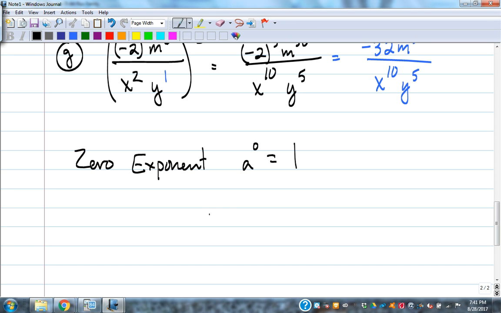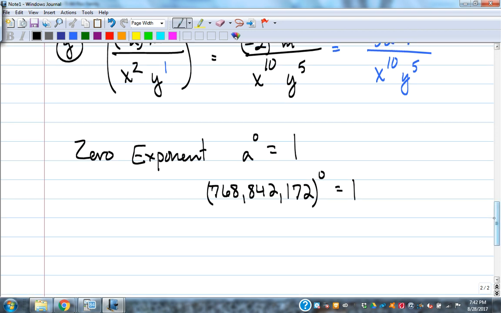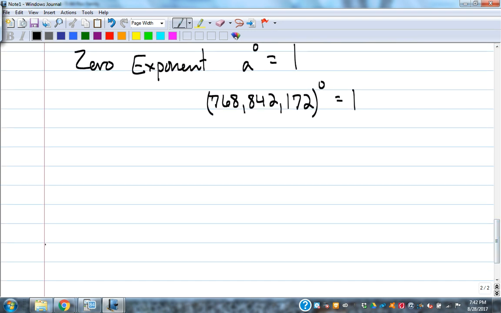How much was the Powerball last week? 760 something million. Yeah, it was like 768 million. 842,172 dollars, maybe that's what it was. But you put it to the 0 power, it's still 1. Yeah, I didn't need it. Would have been nice. I'll probably be like 95 and win it and be too old to do anything with it. So that'd be my luck.